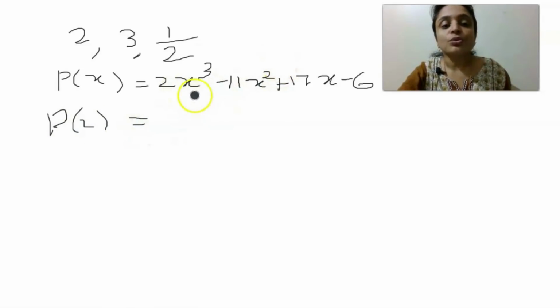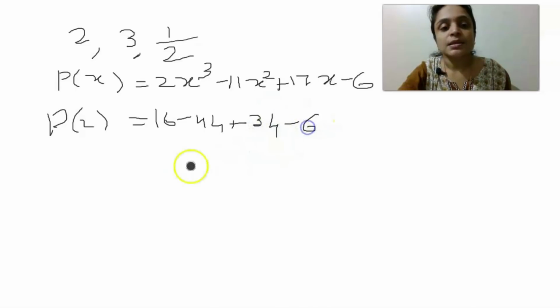So 2 into 2 cube is 2 into 8, which is equal to 16, minus 11 into 2 square, that is 11 into 4, which is 44, plus 17 into 2. 17 into 2 is 34, minus 6, which is equal to, we can do minus 44 plus 34. It is minus 10. Minus 10 plus 16 is 6. 6 minus 6 equal to 0. So 2 is a 0 of this polynomial.